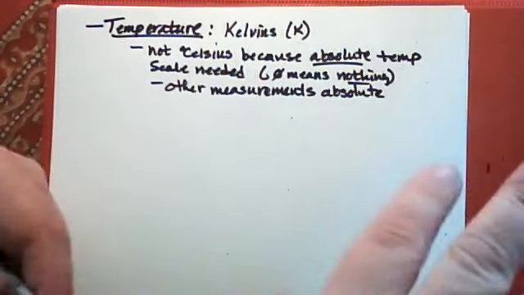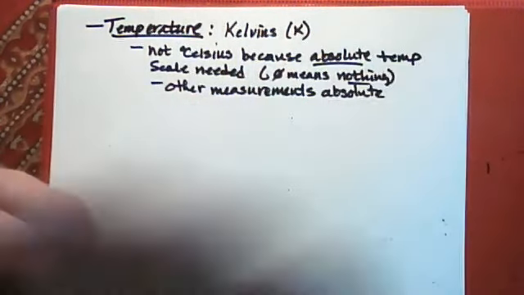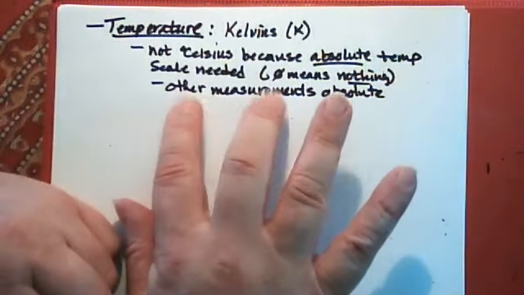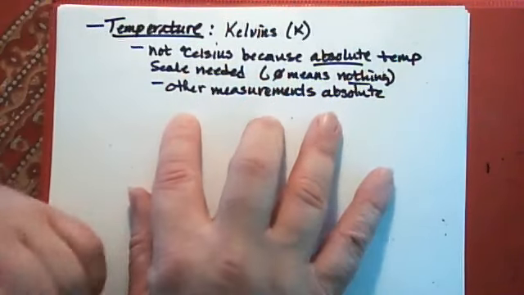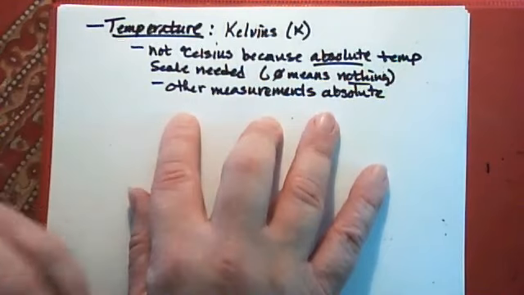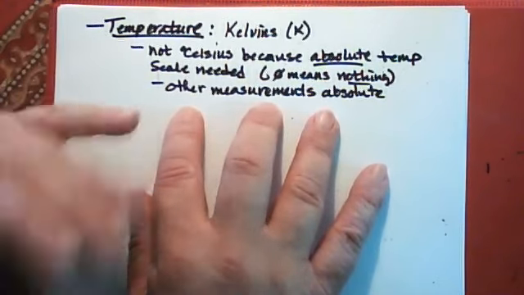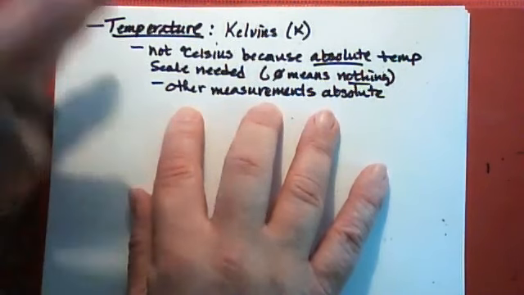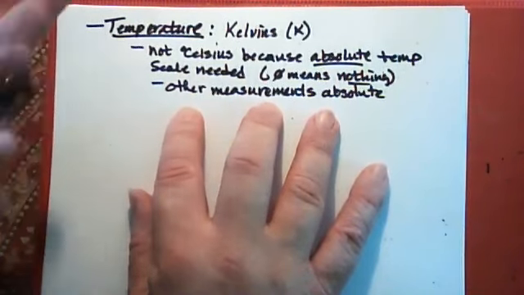If you think about all of the other types of measurements that we do, whether it's length or mass or time, and it doesn't even matter what units you're using, all of those other measurements are absolute. So say in length, 0 inches really means no length at all. 0 feet means no length at all. 0 meters means no length at all. 0 pounds means no weight at all. 0 kilograms means no mass at all. 0 grams means no mass at all. 0 seconds means no time at all.